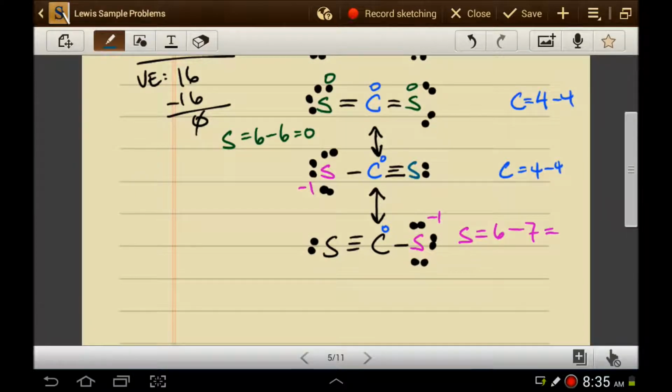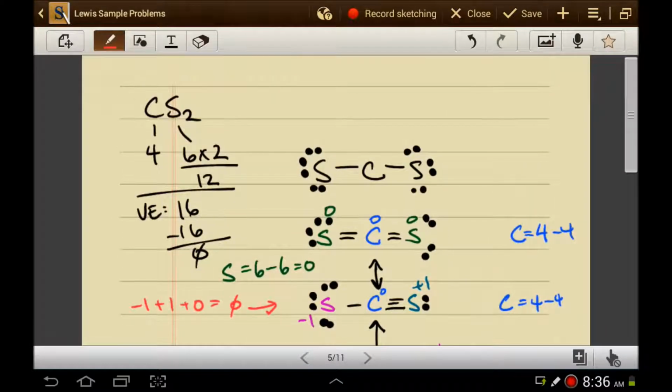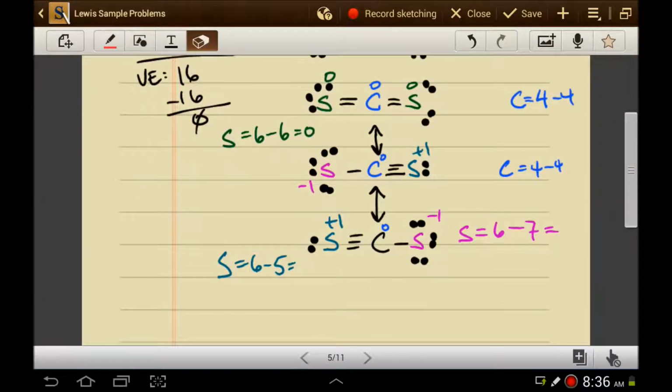This sulfur and this sulfur are both experiencing a triple bond with a lone pair. So sulfur has 6 valence electrons, and we're going to subtract from that 1, 2, 3, 4, 5. So this sulfur has a formal charge of plus 1, and this sulfur has a formal charge of plus 1. Now in this molecule here, negative 1 plus 1 plus 0 equals 0, which is what it should equal because it's got to come out to be electrically neutral. So these are the formal charges for the 3 resonance structures here.